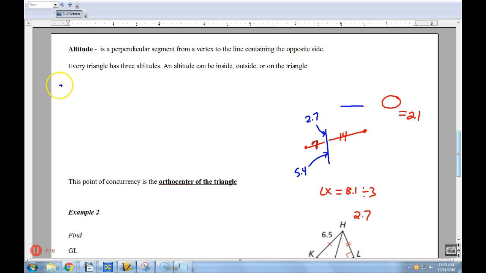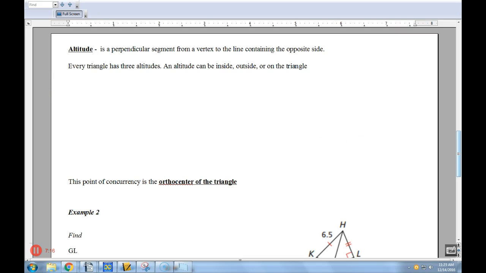All right, and altitude. And altitude is basically the height of a triangle. So when I have a normal triangle such as this, an altitude is basically perpendicular. It goes from the vertex to the opposite side. A median went from the vertex to the middle of the opposite side. I don't want to go to the middle. I just got to get to the opposite side at 90 degrees. So that blue line right there would be an altitude.